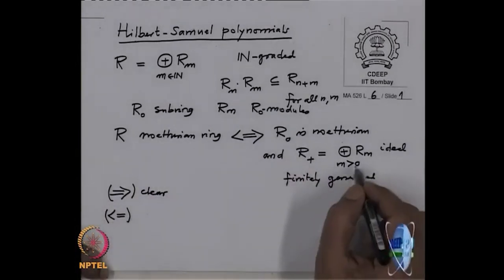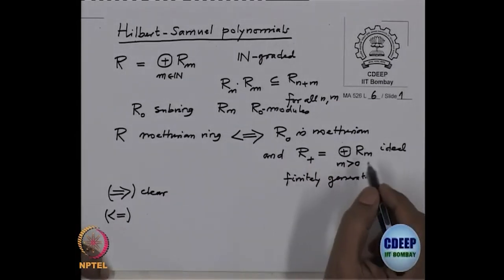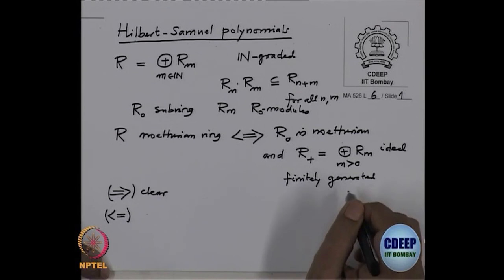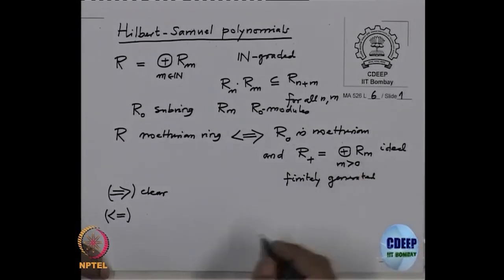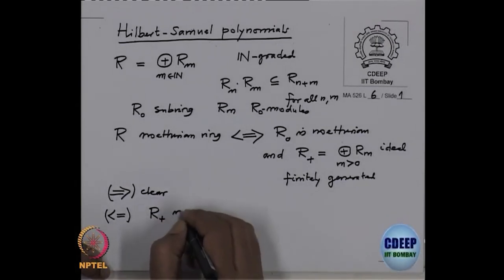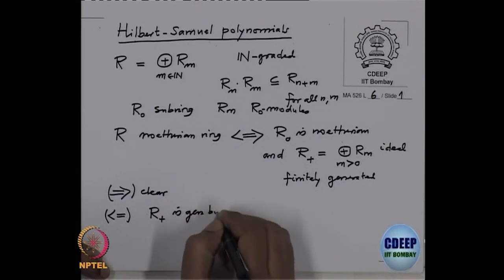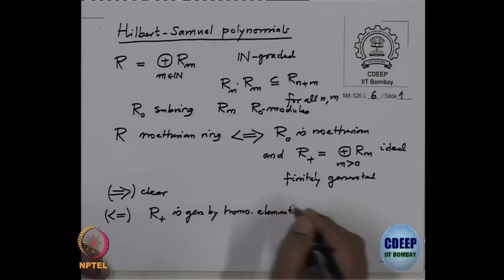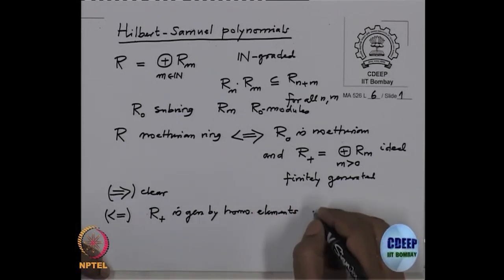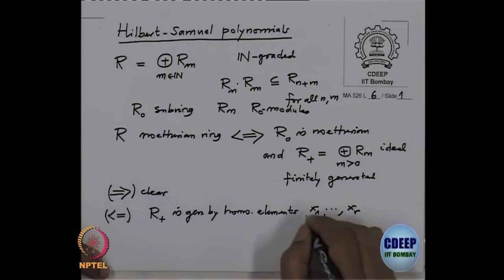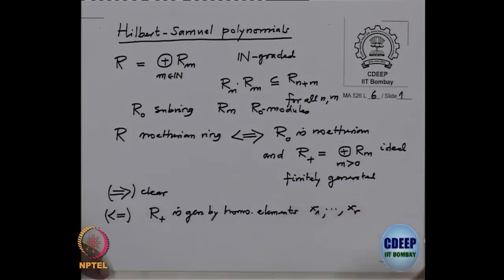R naught is Noetherian, given, and this ideal is finitely generated. It is clear this is a homogeneous ideal, and it is finitely generated, so finitely many homogeneous elements will generate it. So R plus is generated by homogeneous elements, say small x1 to xr. These x1 to xr are homogeneous and of positive degrees.